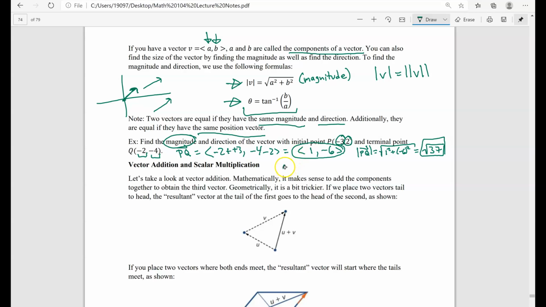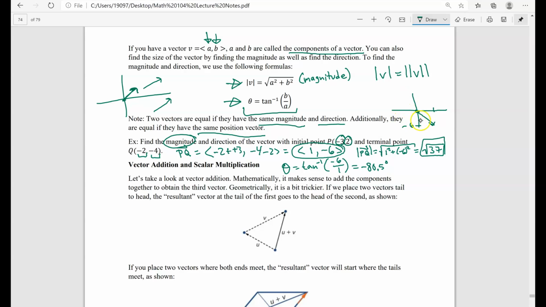Theta in this case is going to be tangent inverse of b over a. Here b is negative 6 divided by 1. Let's get our calculator. Put inverse tangent of negative 6, I'm going to get negative 80.5 degrees. Now we have to be very careful because where exactly is this angle? If you think about 1 and then negative 6, then the vector is going that way.